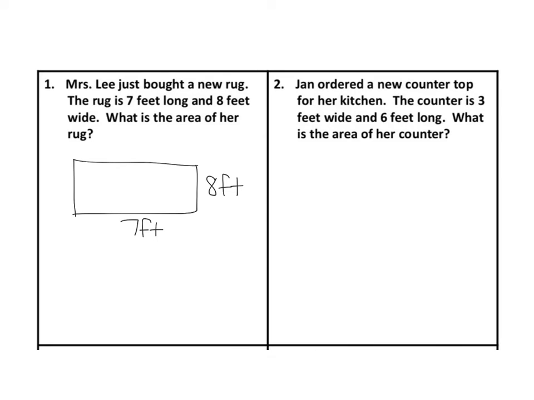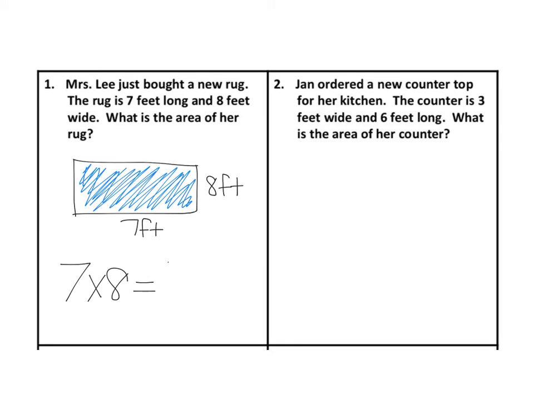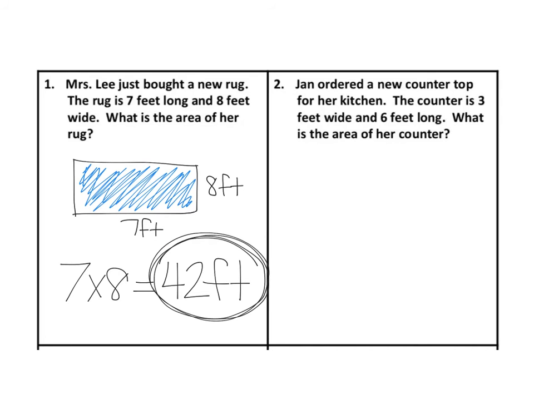Okay, and I want to know the area of the blue. Okay, I want to know how much blue I would need to fill that all up. Okay, so for me to solve this, I'm going to have to do 7 times 8. And 7 times 8 is 42 feet. Here is my answer. Okay, go ahead and do number 2 by yourself. I'll draw you your shape. I want you to do it by yourself now.